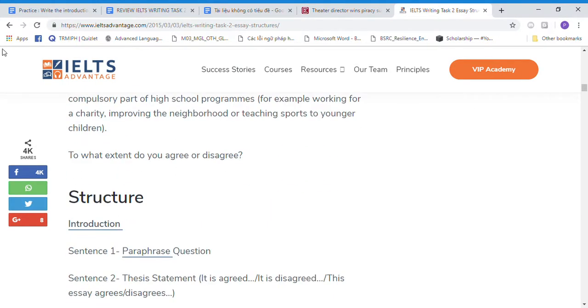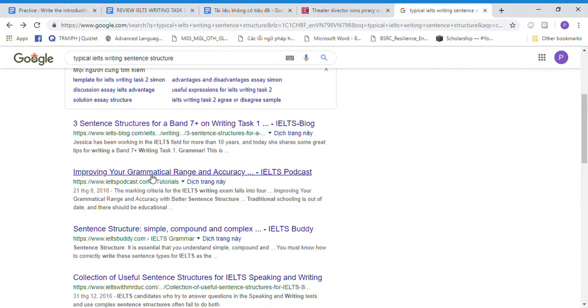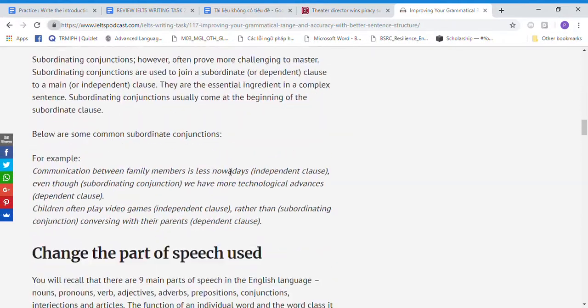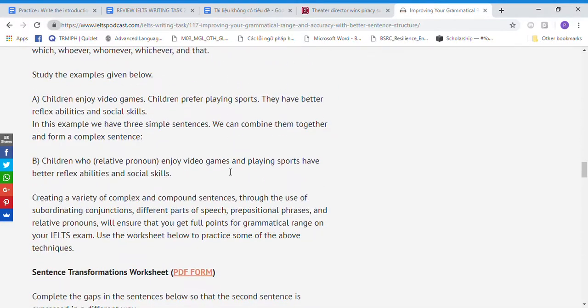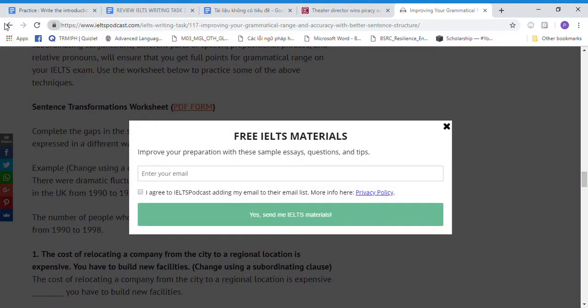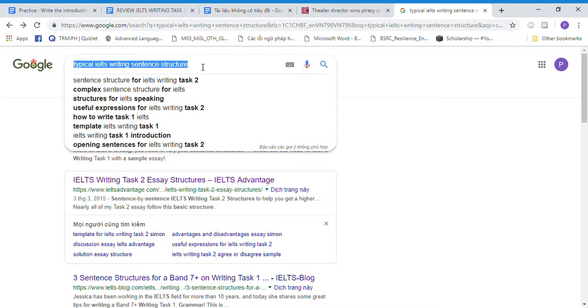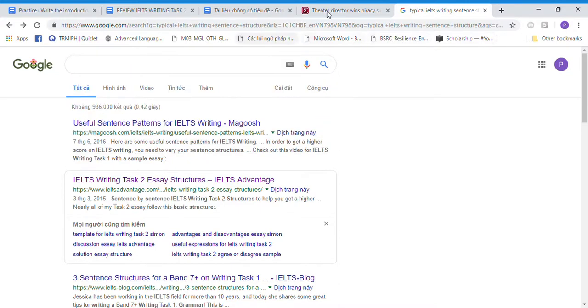It's not really needed. Yeah, this one, it doesn't show you guys typical, useful IELTS writing sentence structures. So I will list down the typical IELTS writing sentence structures for you guys.